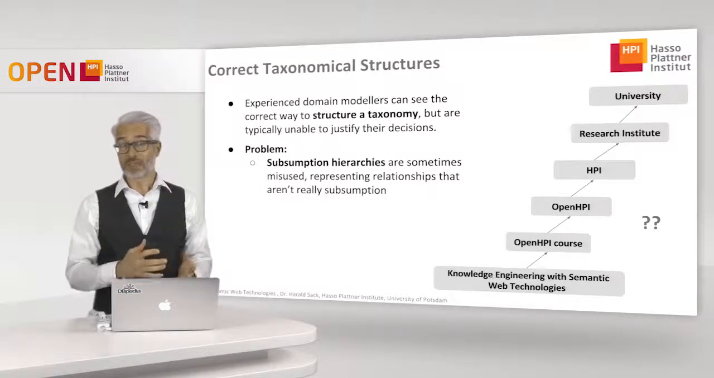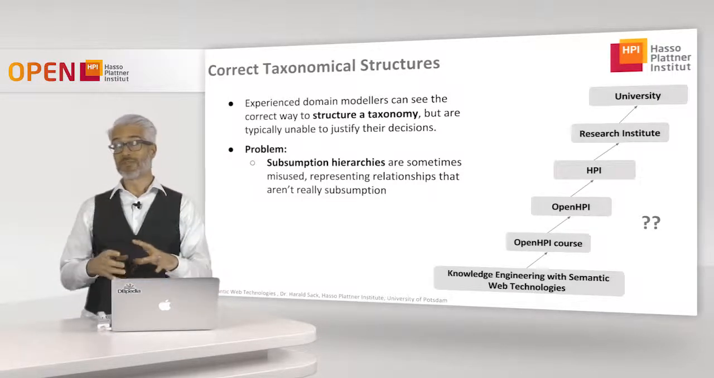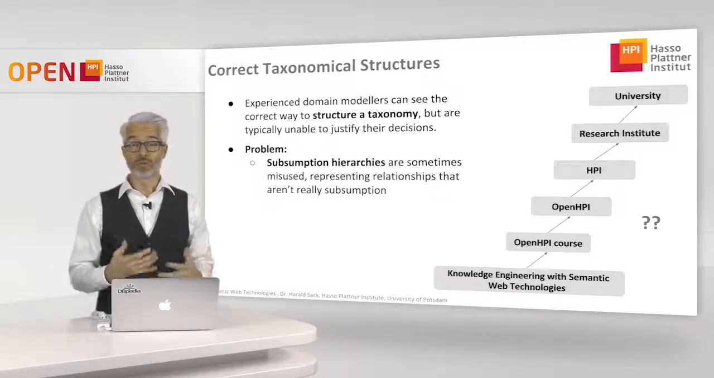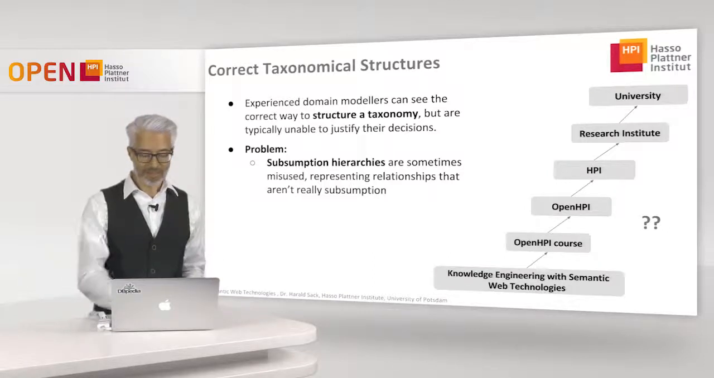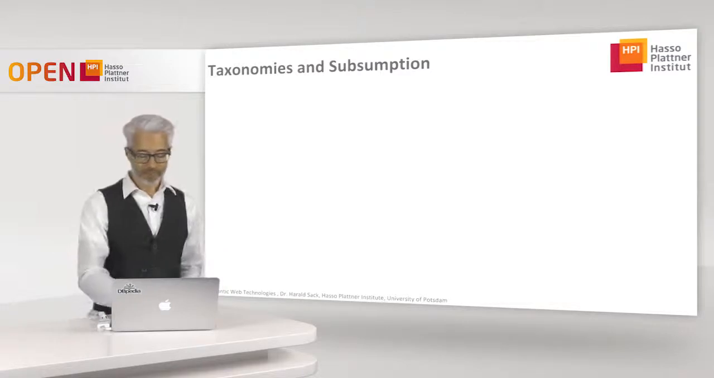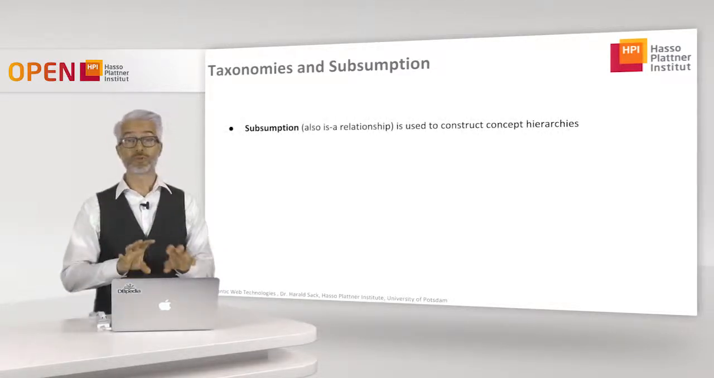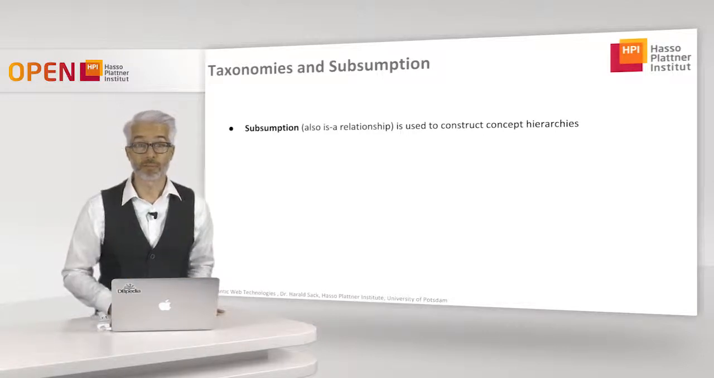So we need some means to decide that, not only as a human, but we must also have some formal rules which help us in deciding exactly that question. So we are focusing on taxonomies and subsumption. For this, first we have to formally define what a subsumption is.